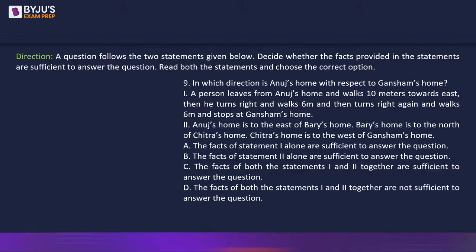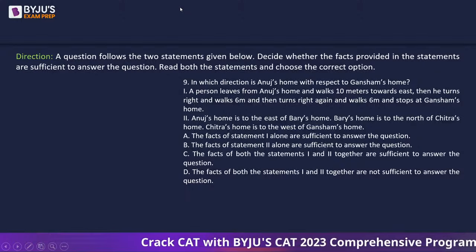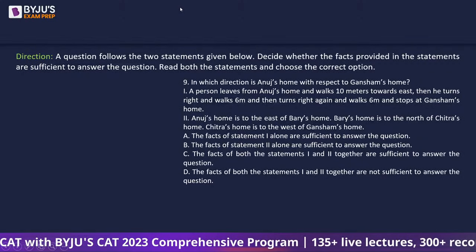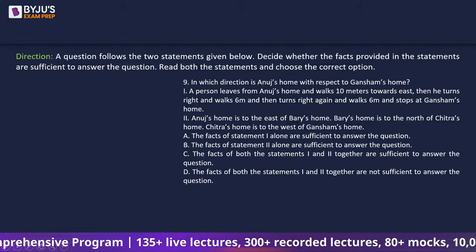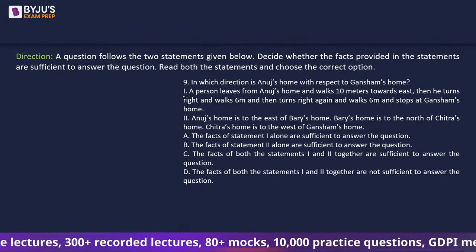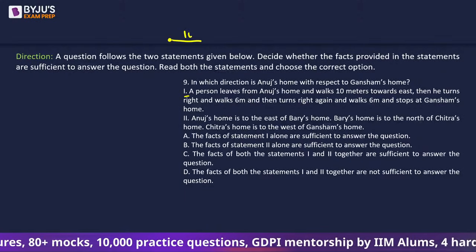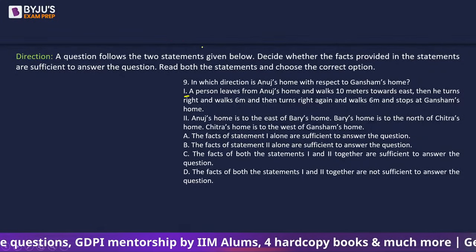Okay, let's minimize the font size. Okay. Similar question. In which direction is Anud's home with respect to Ghanshyam's home? First option says a person is from Anud's home and walks 10 meters towards it. Then he turns right, walks this and stops. Okay. So a person lives from Anud's home and walks 10 meters east. Then he turns right. So थोड़ा सा ऊपर लिखना पड़ेगा.